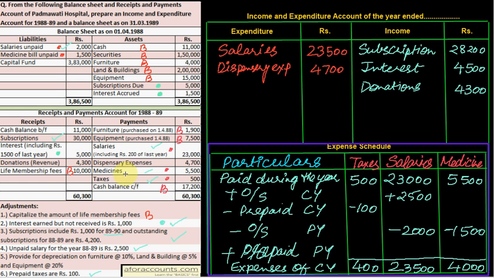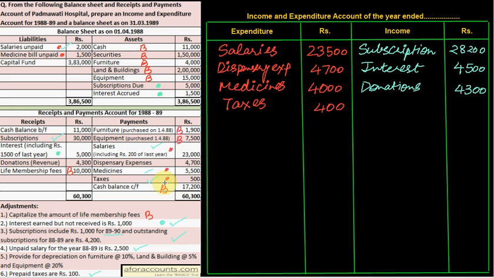And now what is remaining? Medicines, take from the schedule. Medicines from schedule is 4,000. Taxes also had an adjustment. So from schedule, taxes amount is 400. All other expenses are written. Now one thing, you should pay attention. All the furniture, equipment, land and building, they are your balance sheet items, but depreciation has to be put in. So one expense which is still to be marked is your depreciation.